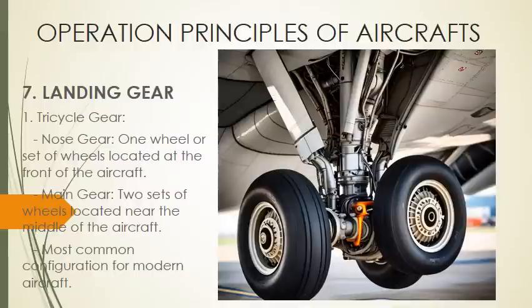There's a wheel in front and then there are two wheels at the back. So the wheel in front can just be a wheel or a set of wheels, and at the back, two sets of wheels differently at the rear, near the middle of the aircraft. That's it for the tricycle landing gear.